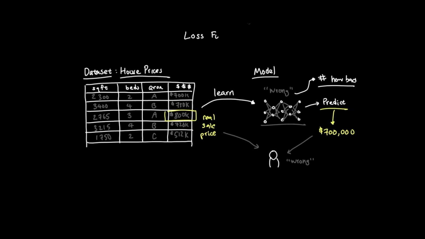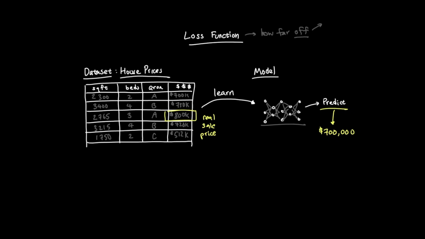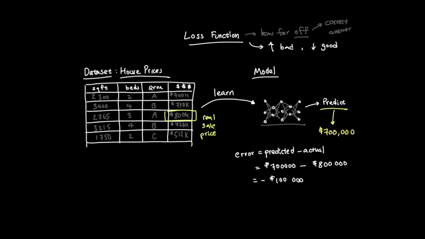That is what a loss function does. A loss function measures how far off a model's prediction is from the correct answer. The lower the loss, the better the prediction. For a house price model, the simplest place to start is the error. Error equals predicted price minus actual price. So if the model predicted $700,000 and the house actually sold for $800,000, the error is $700,000 minus $800,000, which is minus $100,000. So the model is off by $100,000.